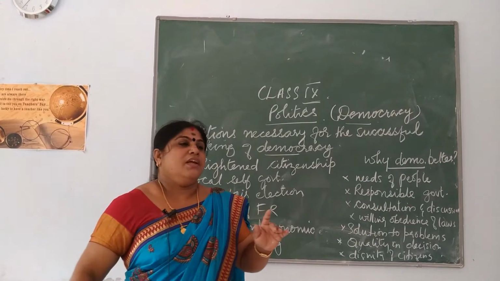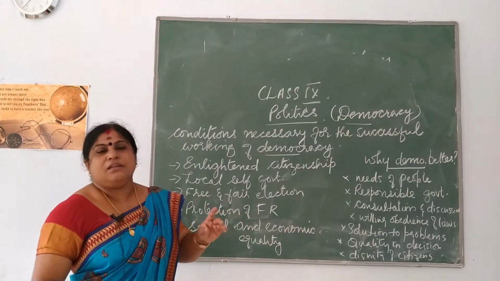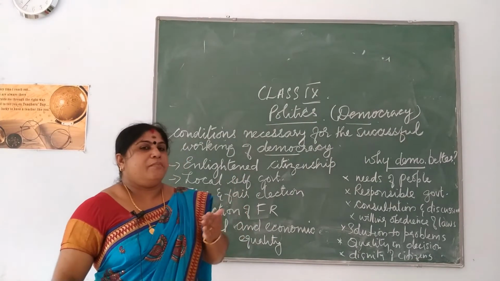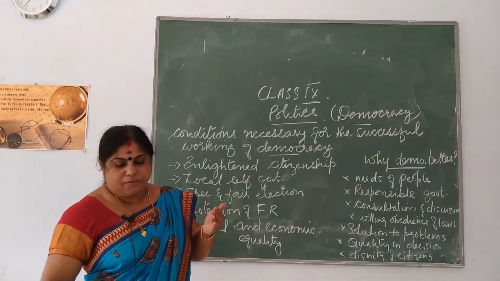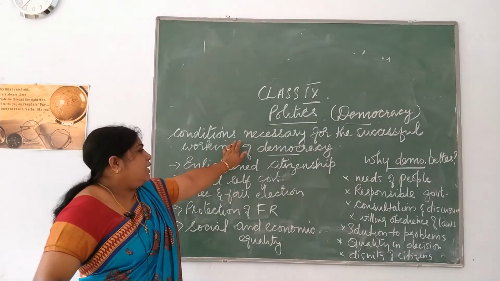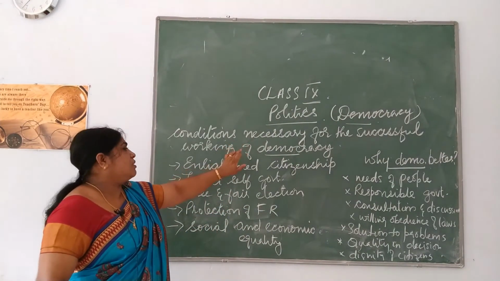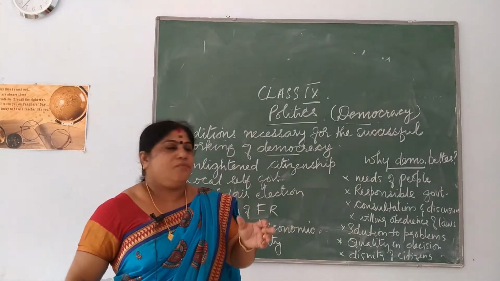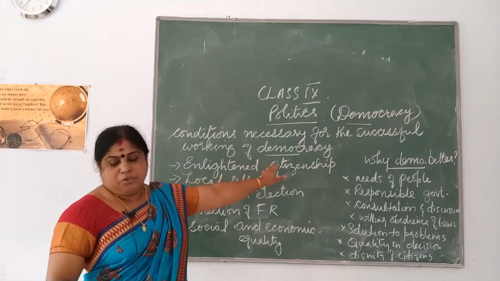Good morning, children. In the last class, we had learned the meaning of democracy, what the types of democracy are, why democracy is important, etc. So, today we will be dealing with the conditions which are necessary for the successful working of democracy. What conditions are needed for the working of democracy?